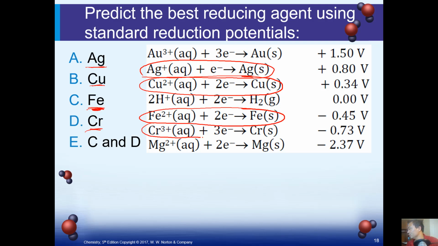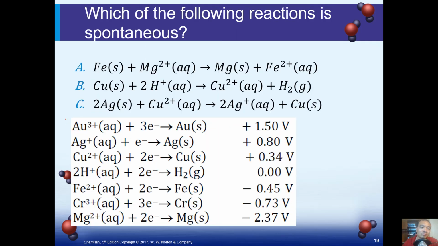So these 4 reduction half reactions have corresponding cell potentials listed. Remember, the best reducing agent will be sitting on the right side with the most negative reduction potential. So with this list over here, that's the most negative reduction potential in the whole list. So for this reason, chromium is the reductant because it sits on the right side. Okay, so D is the correct answer.